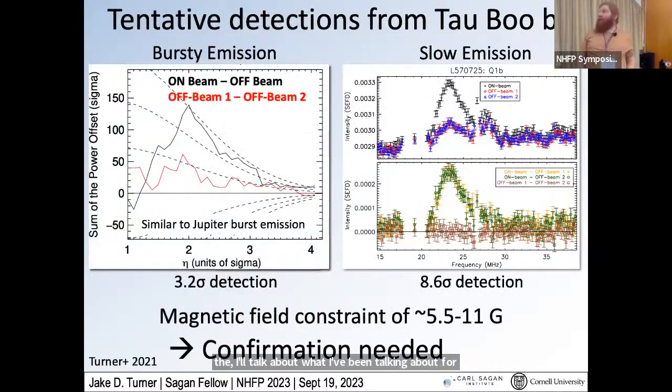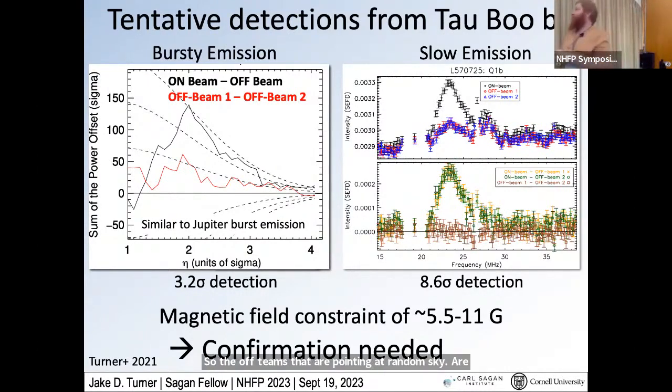This was the detection I talked about several years ago at my first Hubble Symposium, where we looked at the system Tau Boo b, the big hot Jupiter system that orbits its star in several days. We saw slow emission, emission over the entire 4 hours of our observation. I show the off versus on beams there, and you can see the emission pop up right away. The off beams pointed at random sky are very different from the on beam, which is pointed at our target.